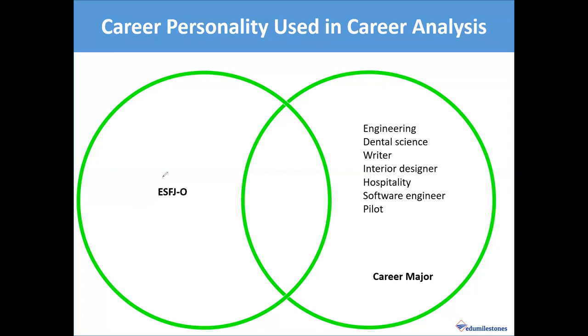An engineer should be an introvert. Take the first factor alone, extrovert. Should an engineer be introvert or extrovert? Introvert. So, therefore, this is struck off. Not being an introvert, engineering is completely struck off. Okay. Second one is dental science. Those who are doing dentistry, right? Okay. For dentistry, should they be introvert or extrovert?